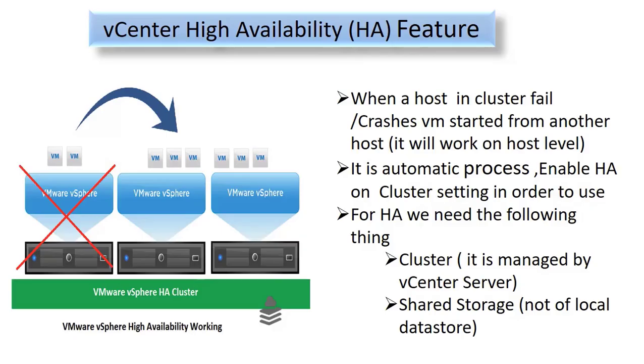Now the vCenter High Availability feature. What is high availability? Basically, when a host in a cluster fails or crashes, its VMs are started on another host. As you can see from the diagram, if one physical host crashes, the VMs running on that machine automatically move and run on another host. This is called high availability. It is an automatic process. Enable HA on the cluster in order to use it. As I told you, you first enable a cluster, and after that you should have HA characteristics in your VM environment.